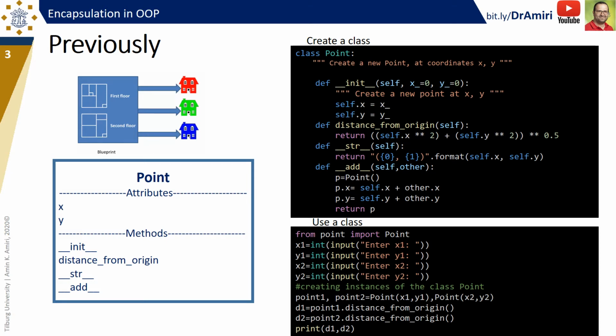My assumption is that you already know the difference between a class and an object. You know why we use classes. You're familiar with attributes and methods in a class. You know what an initializer, a dunder init, does in a class. You're familiar with special methods such as dunder str and dunder add. You know how to create a class and you know how to use a class. If you have problems with these concepts, please watch the previous videos.